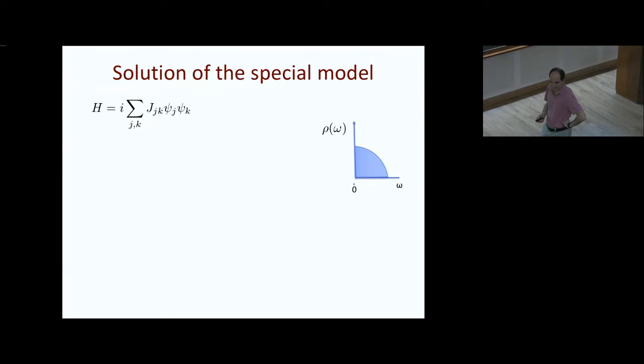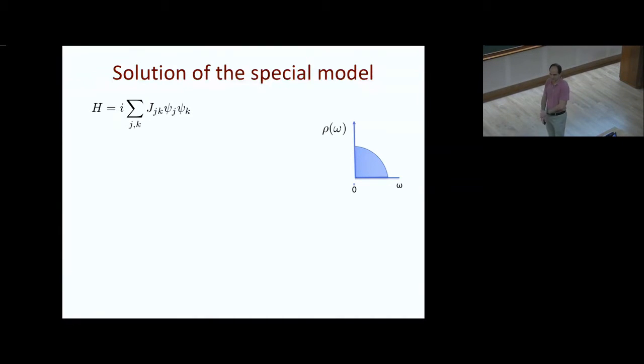Yes? Yeah, that's right. But in large N, especially for the SYK model that we'll discuss later, this is good enough. What I'm talking about now is the right way to treat this model.